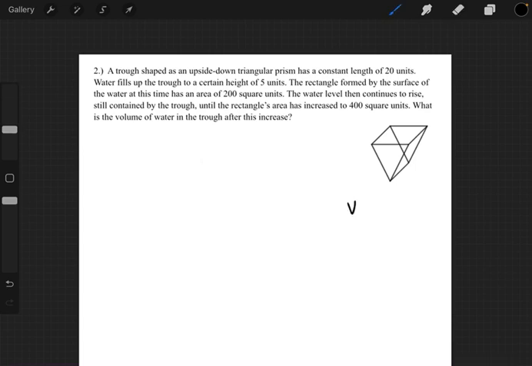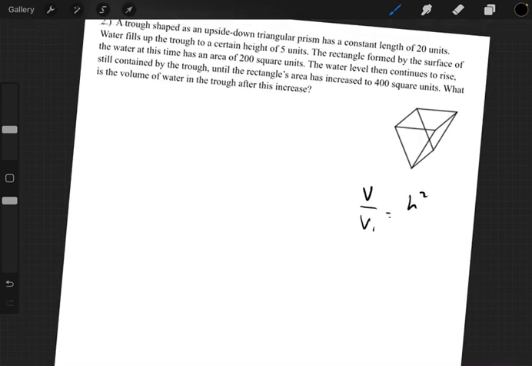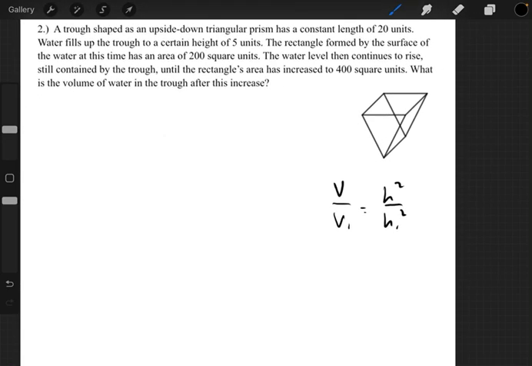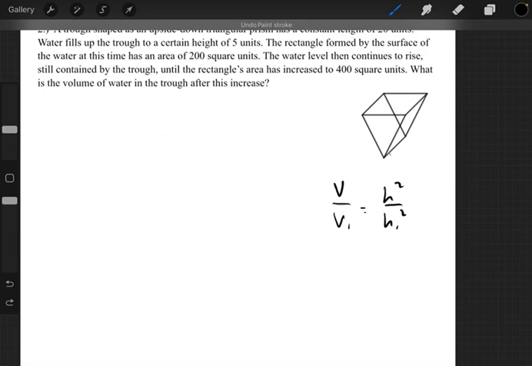So I'm going to write that off to the side. V over V1 equals h squared over h1 squared. And remember, that's because there's one constant. This gets a lot of people, including me.